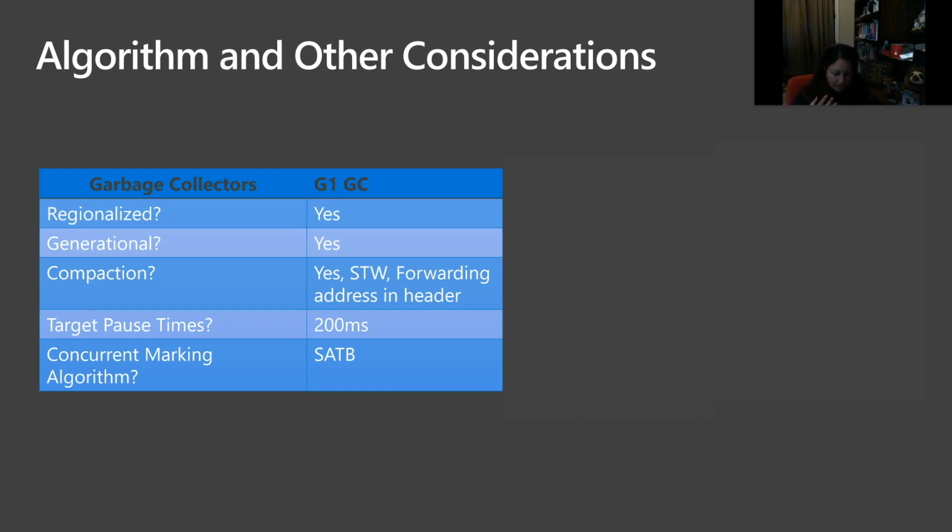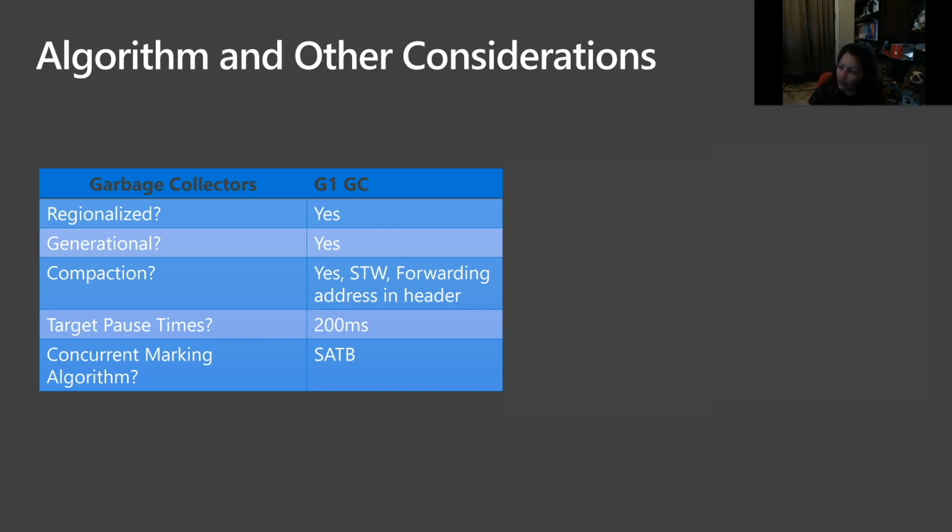Because G1 strives to maintain certain latency goals, but at the same time it also tries to have this perfect balance between latency and throughput. So the target pause times are not too aggressive, about 200 milliseconds, and G1 does its best. In fact, in the newer versions of G1, there are lots of improvements to make this goal very close to what you really observe. And that goal is 200 milliseconds.